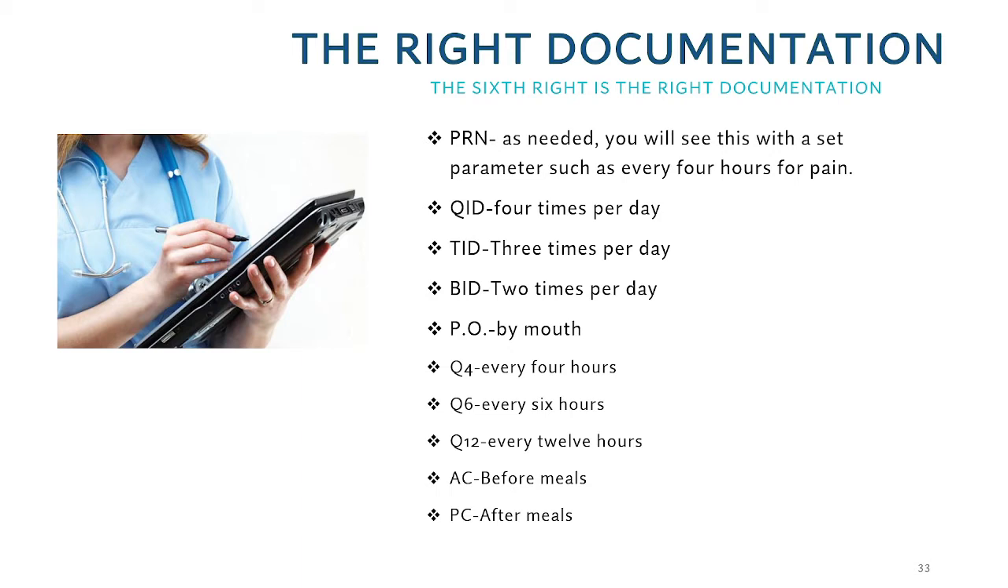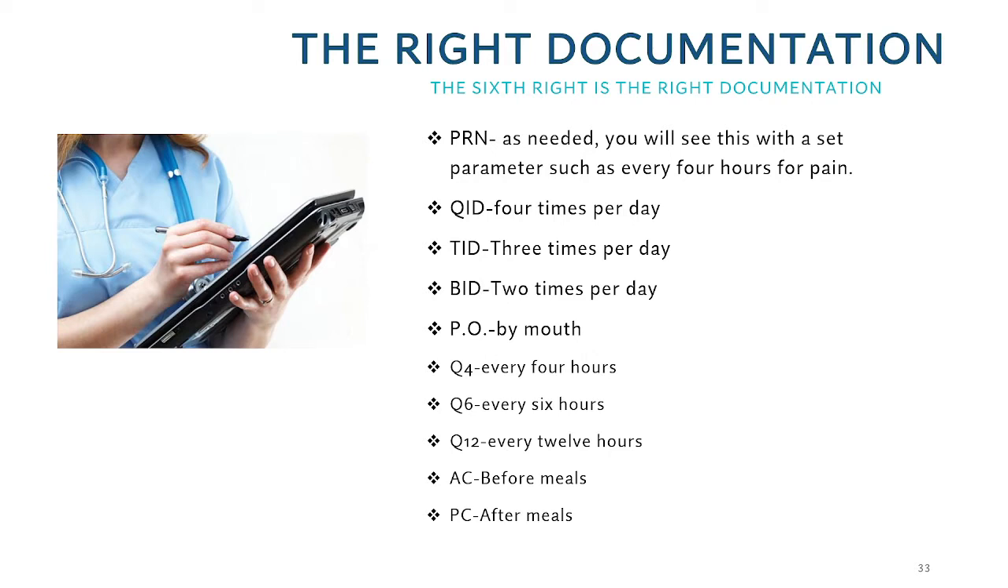So if you get an order with abbreviation, I'm just going to give you guys some examples, just so that way you're kind of familiar with it. But remember, don't write them. PRN, as needed. You will see this with set parameters as every 4 hours for pain. So this is something that you'll see a lot of pain medications, Tylenols, codeine, Norcos, so forth, will be a PRN order set.